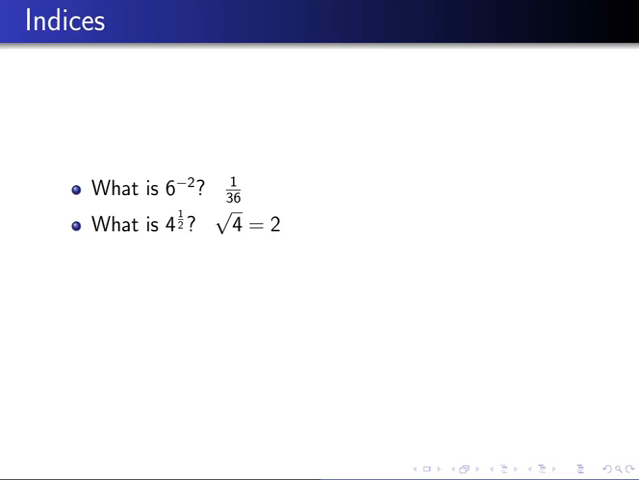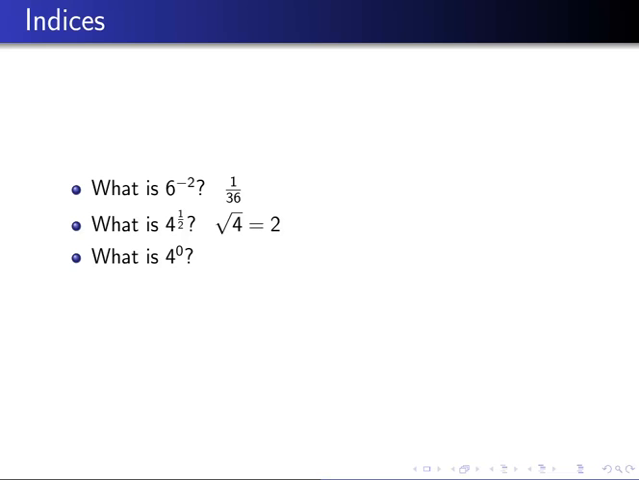So if you're trying to figure out what 4 to the power of a half is, well, 4 to the power of a half times 4 to the power of a half should equal 4. And so that's why it makes sense for 4 to the power of a half to be the square root of 4.